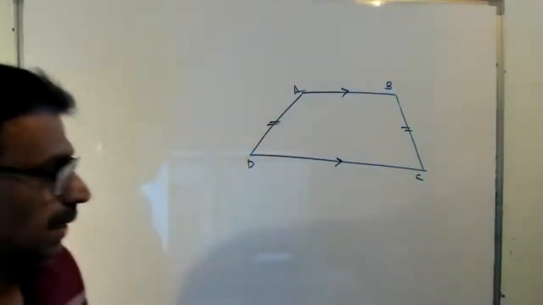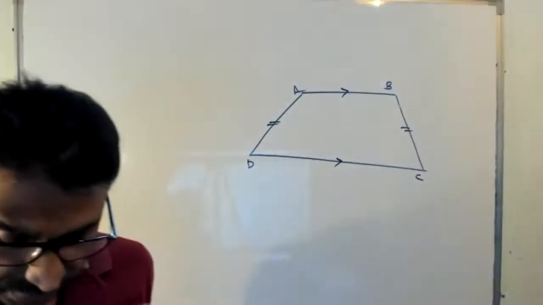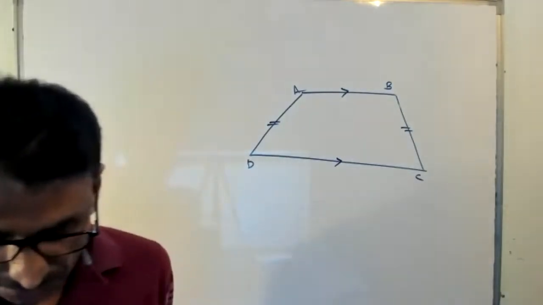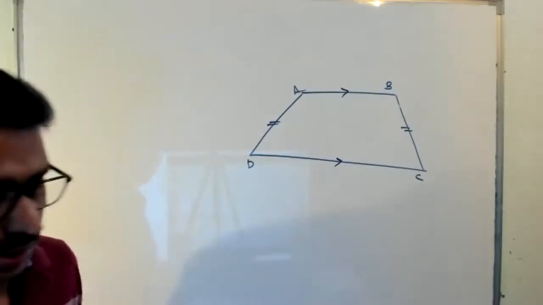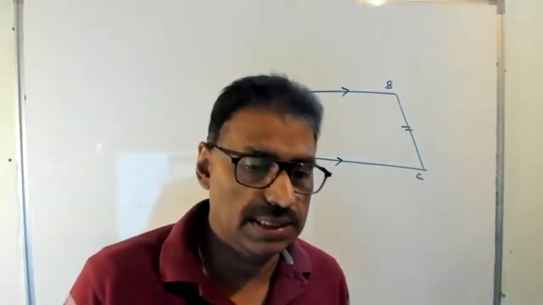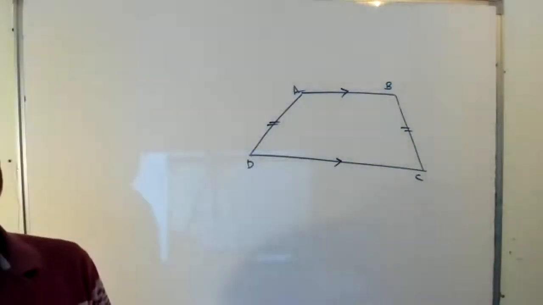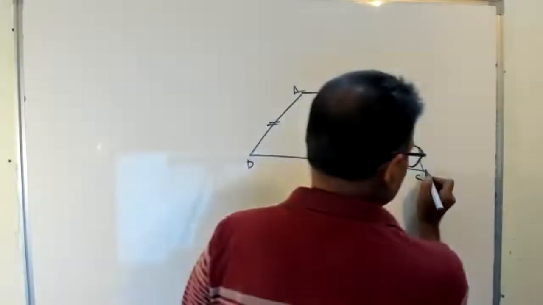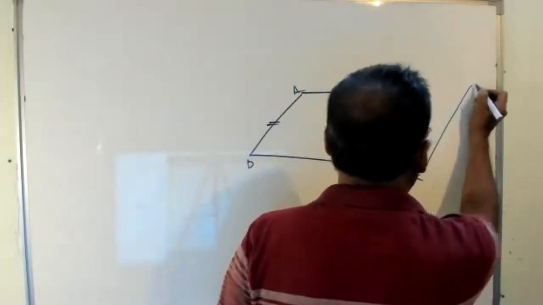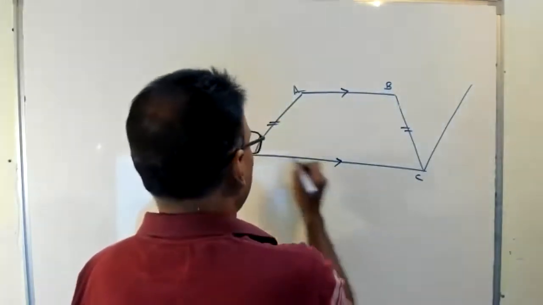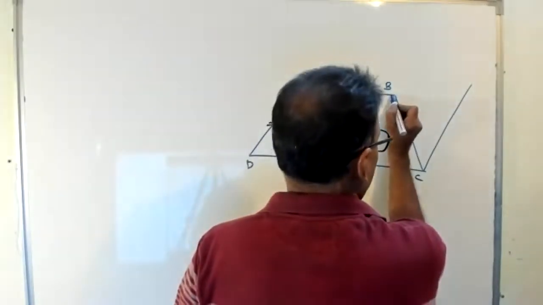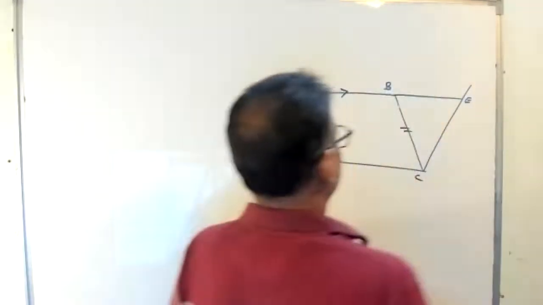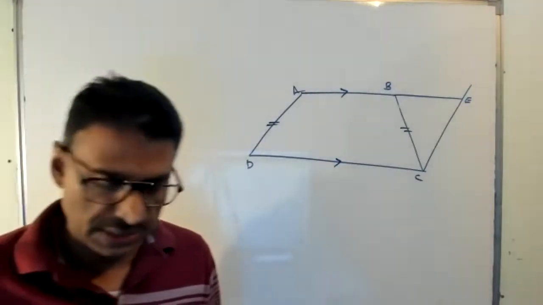Listen here. ABCD is a trapezium in which AB is parallel to CD. First, we show angle A equals angle B and angle C equals angle D. A and B we can do together. There is a small construction. Through C, draw a line parallel to AD and extend AB to intersect at E. Write that construction.